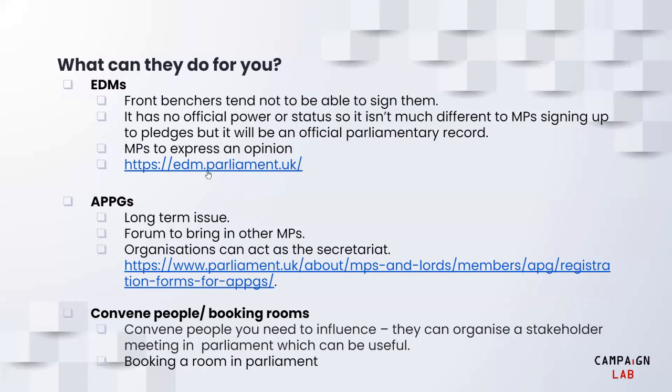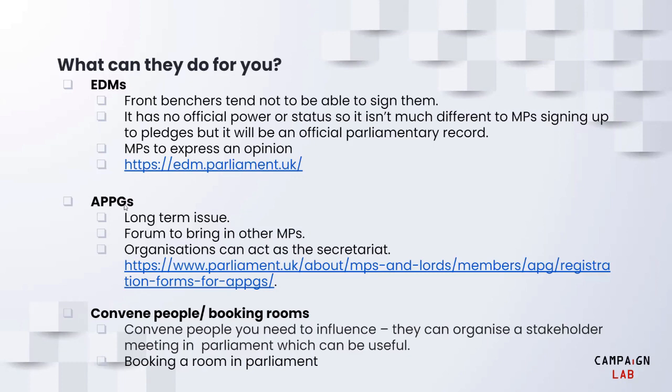You can look at how previous EDMs have been phrased by using this link, but one thing to remember is that frontbenchers tend not to be allowed to sign these unless it's been signed off by the cabinet or the shadow cabinet. So be aware that the limit here is mainly crystallizing support among backbenchers.